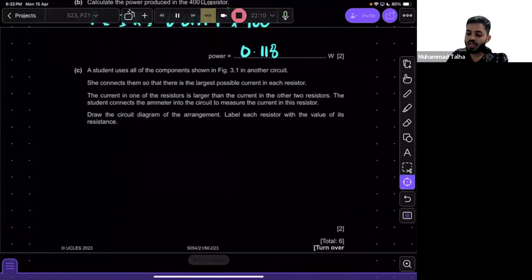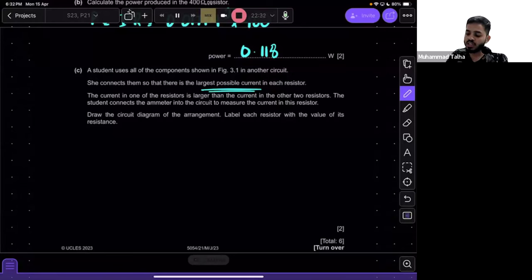Part C, a student uses all of the components shown in 3.1 in another circuit. She connects them so there is the largest possible current in each resistor. How could each resistor have the largest possible current? First off, you need to think about such a case.